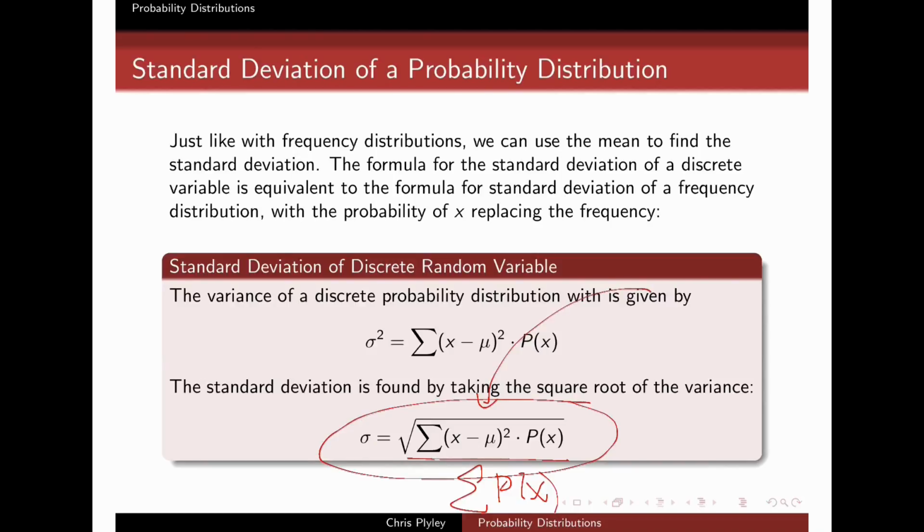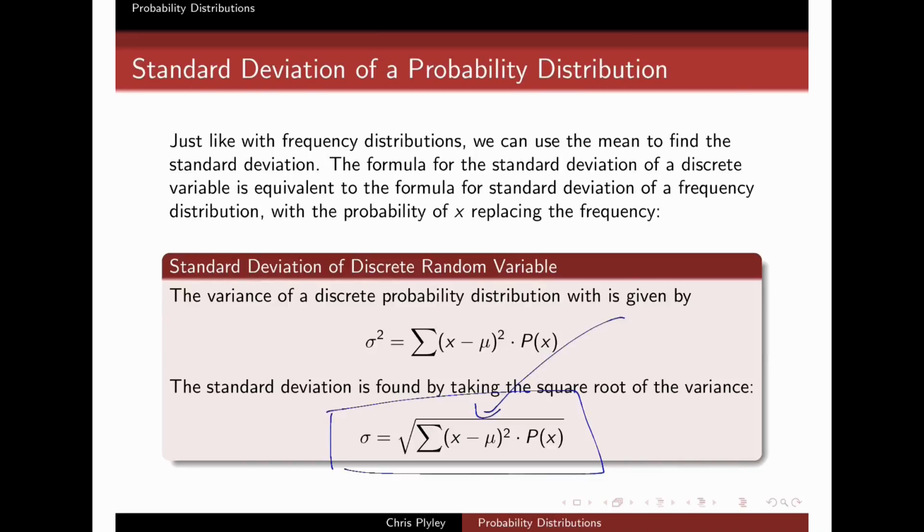Then we square it, we multiply it by the frequency, that's right. And in this case, we're going to treat the frequency as the probability of x. So what does this formula say? Normally I divide by the sum of the frequencies, but here the sum of the probabilities of x is all squared, but of course that just comes out to 1. So what does this formula say? To find the standard deviation of a probability distribution, I take every value x, I subtract the expected value, I square it, I times it by its probability, and then I take the square root.